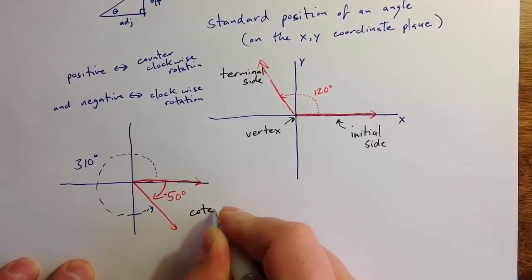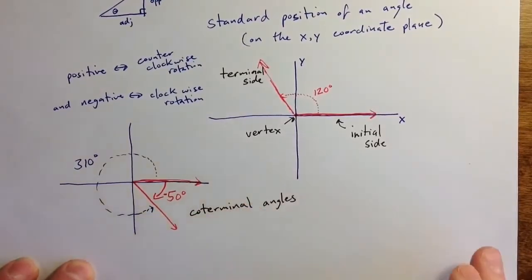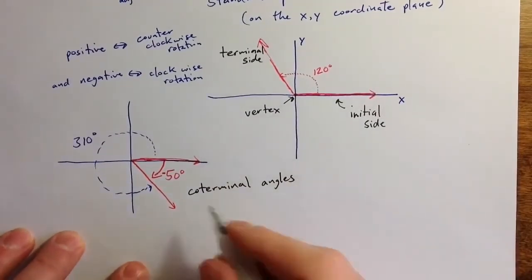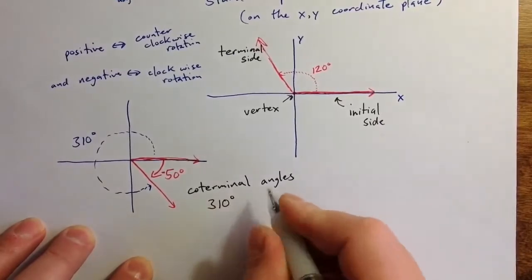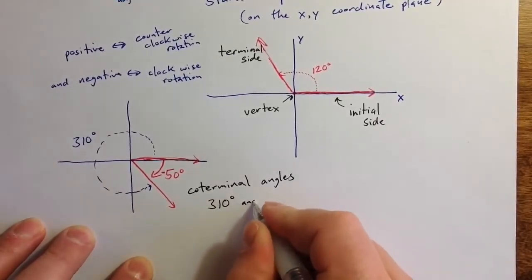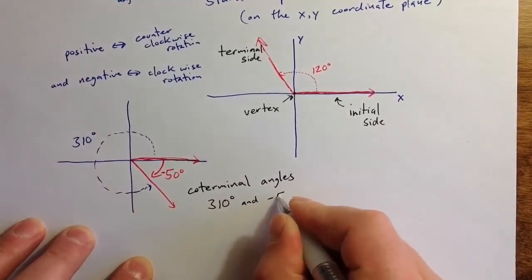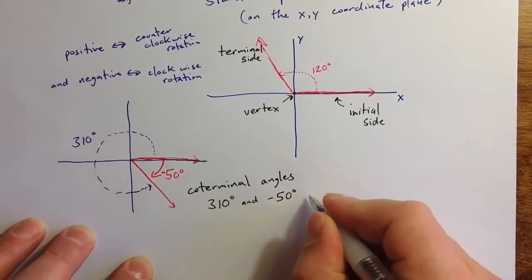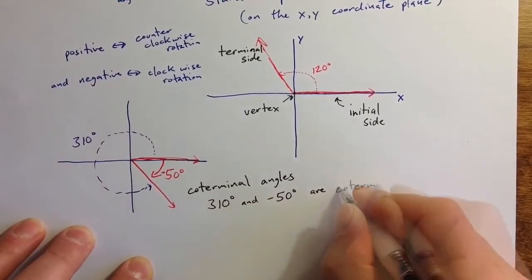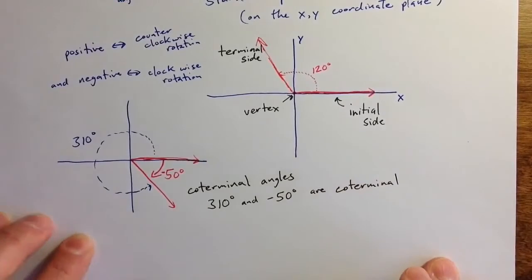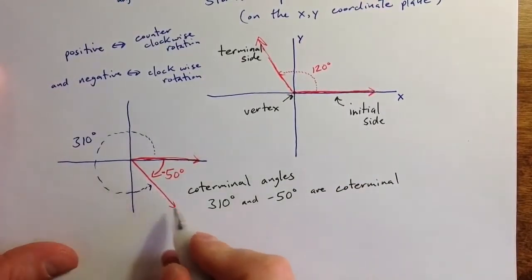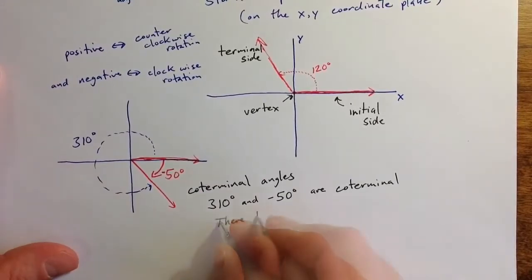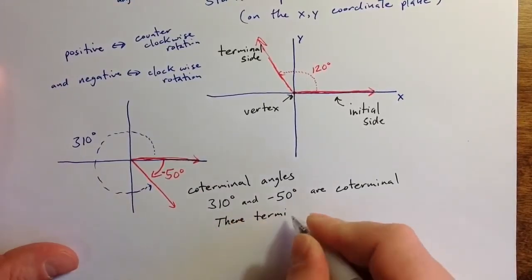What this means, an important notion here with our new setup, is we can talk about coterminal angles. And from what I just described, we would say that 310 degrees and negative 50 degrees are coterminal, which simply means that their terminal sides end up in the same place. Their terminal sides are in the same location.